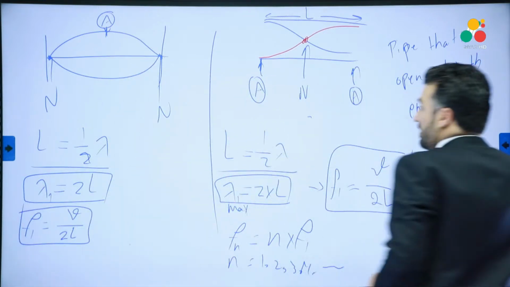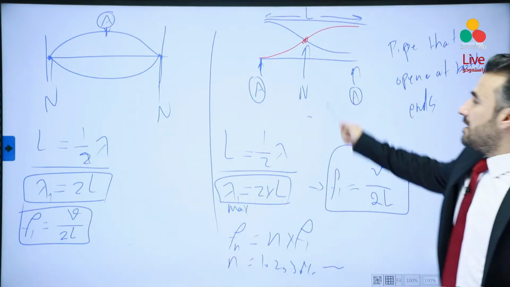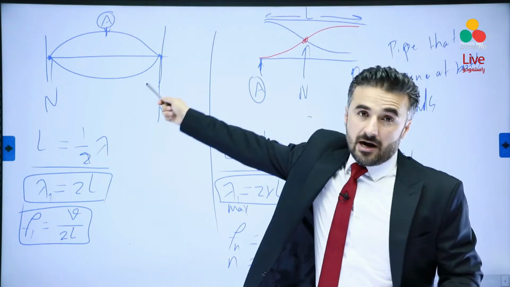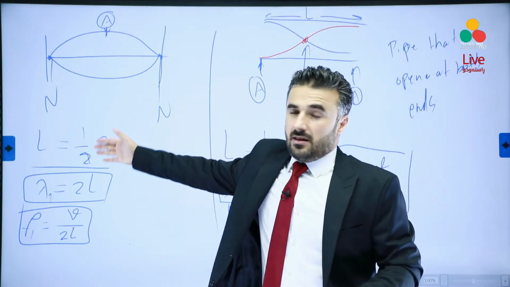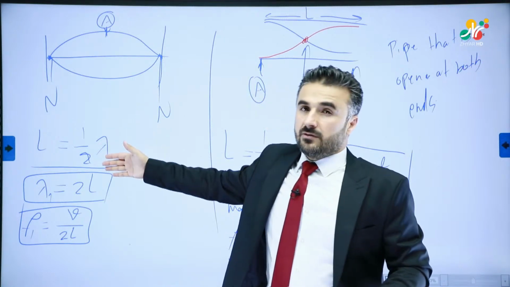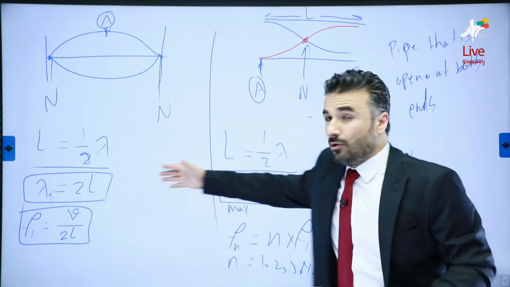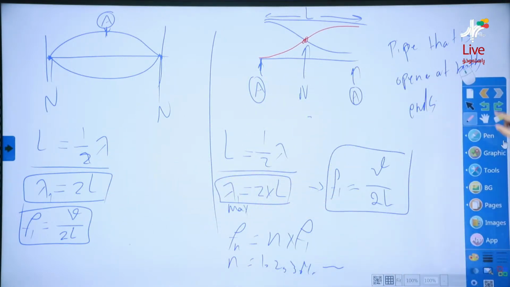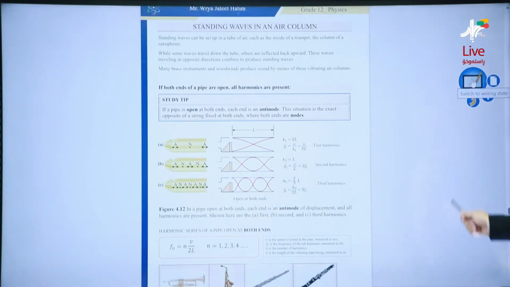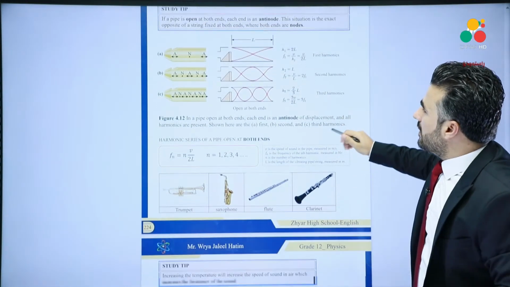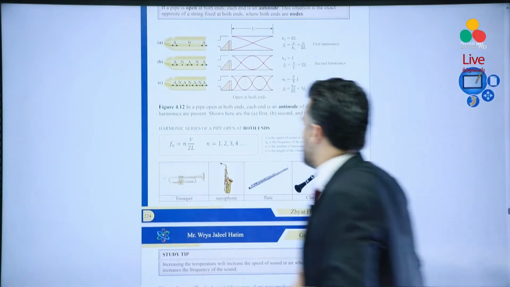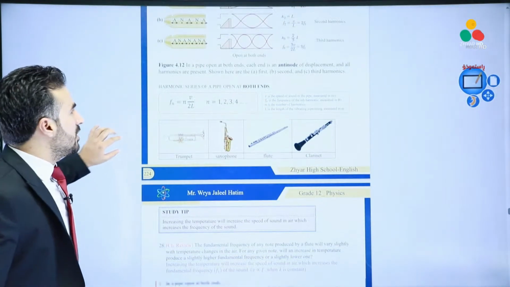So the number of nodes and antinodes here and there would be the major difference between the two. Otherwise, in terms of the wavelength, the fundamental frequency, and the harmonic series, these are all the same between the two here. All right, so as you can see here, first harmonic, second harmonic, third harmonic, and so forth. So what is the main equation that we can use?